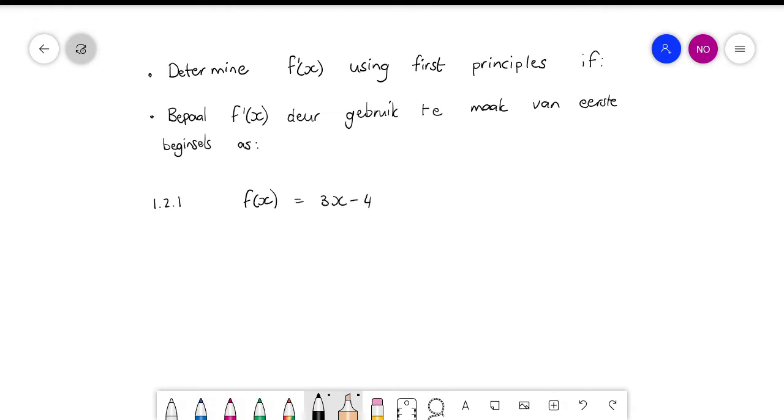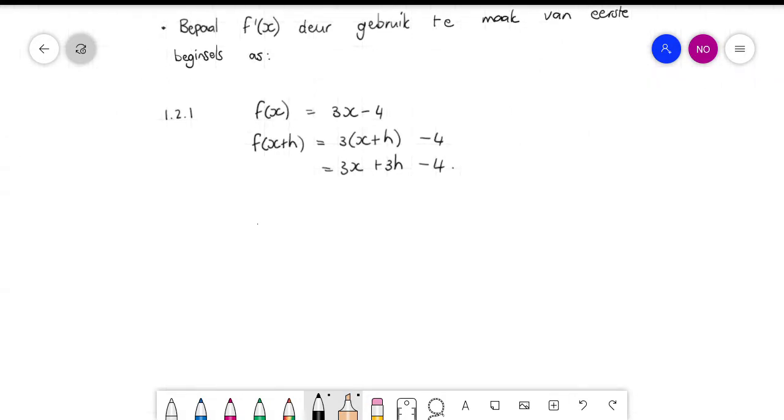So do you guys remember our first step is to calculate f of x plus h. So ons gaan sê f van x plus h, and then everywhere that you have an x you just add a plus h. Okay, nothing wild. Now let's write down our formula.